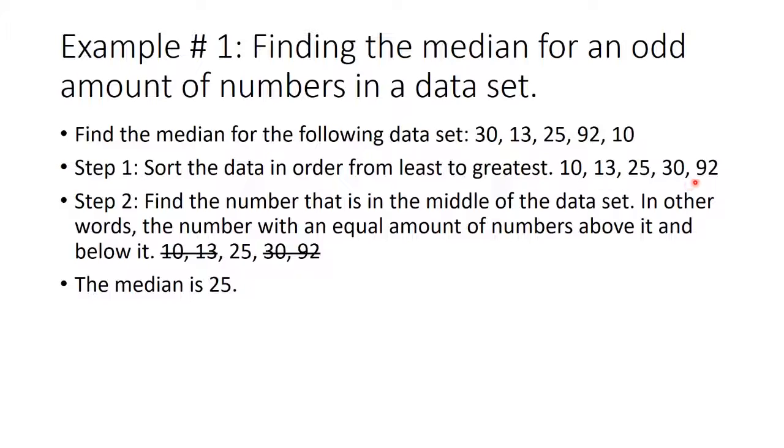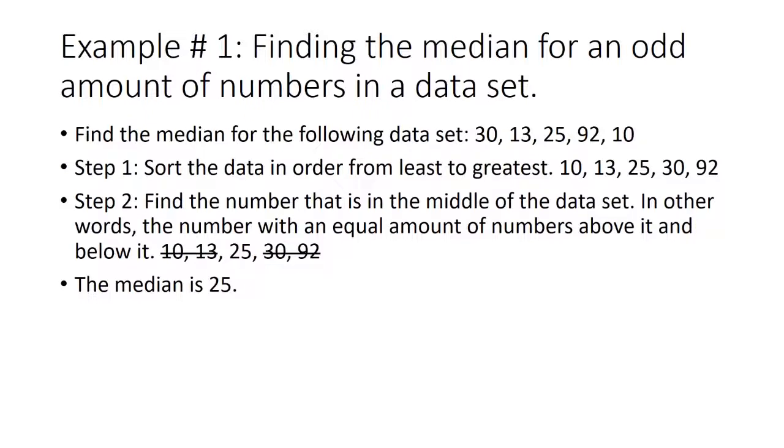After we've done that, we need to find the number that is in the middle of the data set. In other words, the number in the middle is going to be the number with an equal amount of numbers above it and below it. As you see right here, this number 25 has 2 numbers above it and 2 numbers below it. So that's how we know automatically that this is the median.